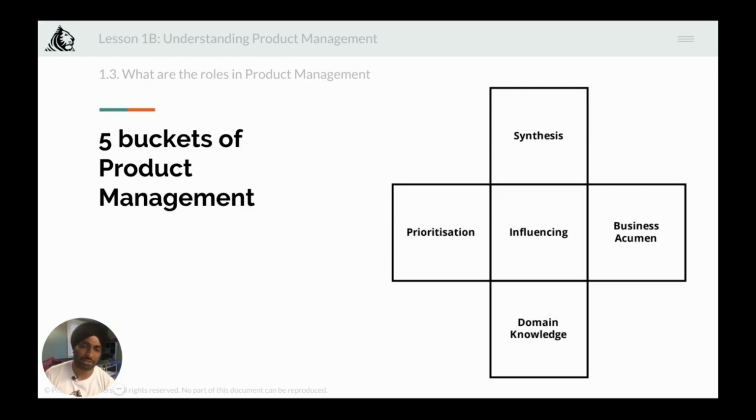This is a very interesting diagram, which is called 5 buckets of product management, where essentially the different roles of product management are put in these 5 buckets. Either you have to synthesize, you have to prioritize, you have to influence, you have to have business acumen, or you have to have domain knowledge. A very interesting description of this is included in the link for this slide. Please have a look. I do not want to reinvent the entire wheel. Please go through the link that is given in the slide. I think this is a fantastic explanation of what a product manager role entails.